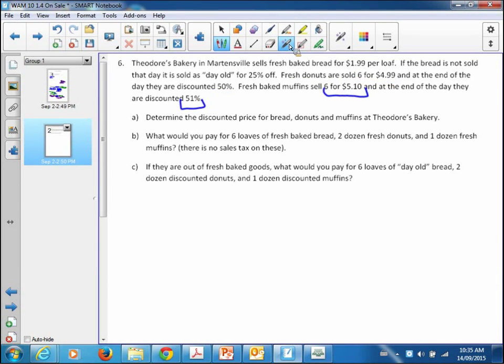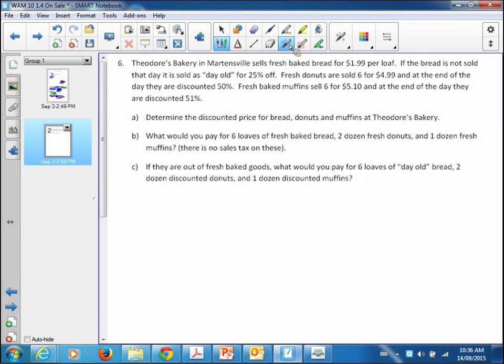Now, there's A, B, C. You got to do in part A, the discounted price for each, bread, donut, and muffin. B, then what are you going to pay for 6 loaves of fresh bread, 2 dozen fresh donuts, and 1 dozen fresh muffins. No tax on the food. And if they're out of fresh baked goods, what do you pay for the day-old? Different amounts there. I'm going to do A, B, C, but only for the muffins. You guys will do it then for the bread and the donuts, okay? So there's similar problems.